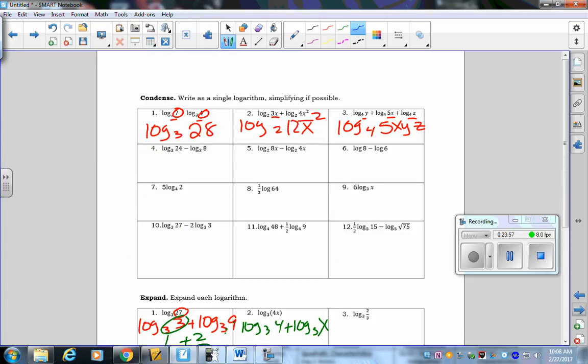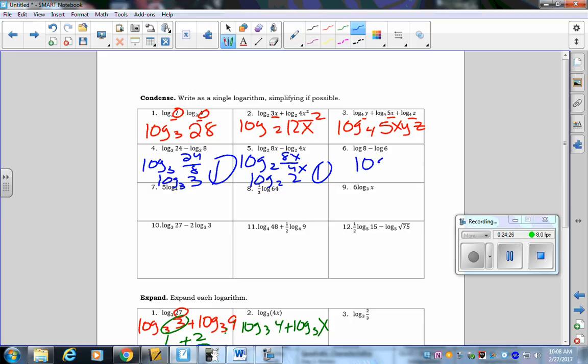So going back over here, let's go ahead and condense first, write it as one log. So this would be log base 3 of 24 over 8. Can I simplify? Yes, that's log base 3 of 3, which, hey, wait, that's just 1. Number 5, I can write as log base 2 of 8x over 4x, which when I reduce is just log base 2 of 2, which is 1. They're not all going to simplify to 1, okay? This one is log base 10 of 8 minus log base 10 of 6. So I've got log of 8 divided by 6, or log of 4/3. Okay, remember, you don't need to write that 10 in as the base.